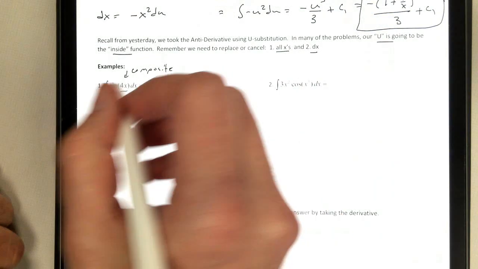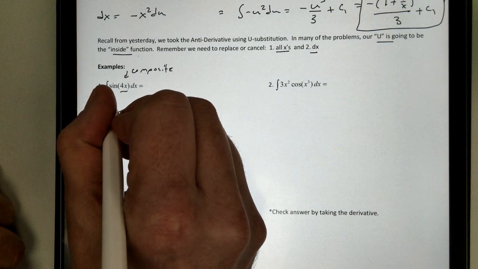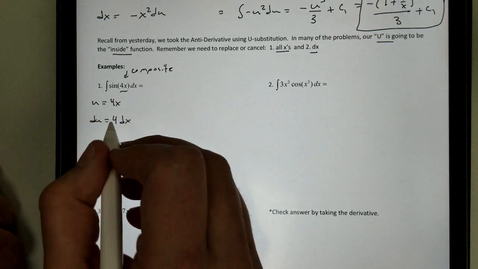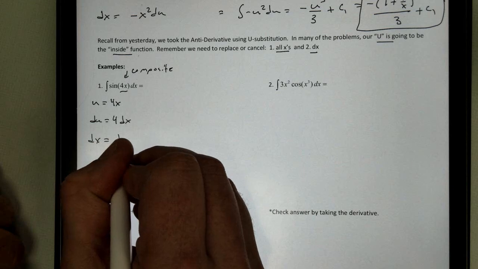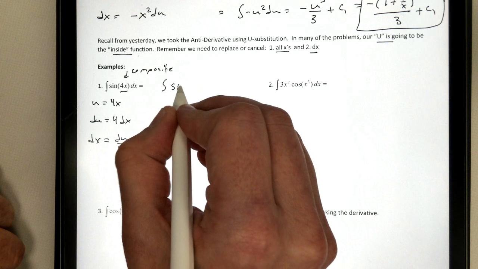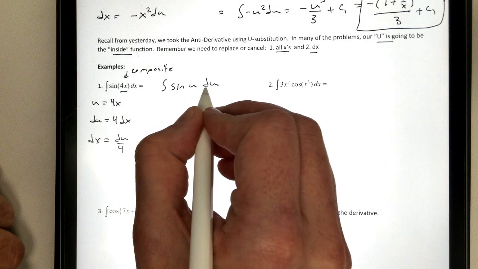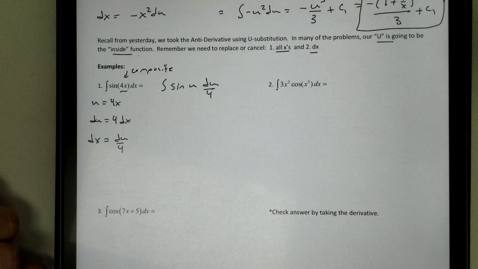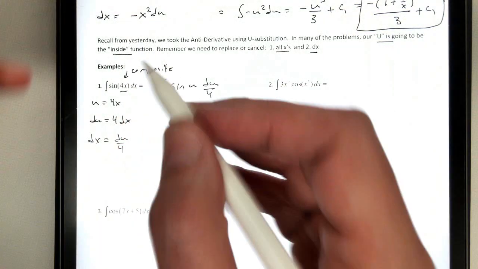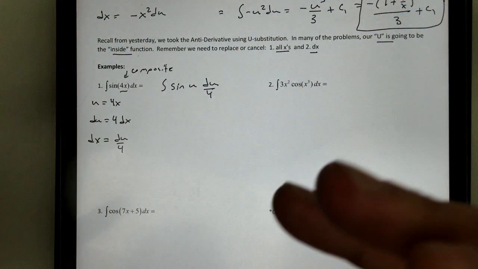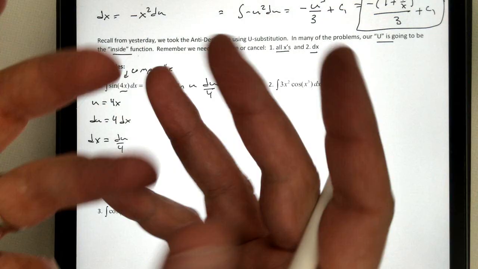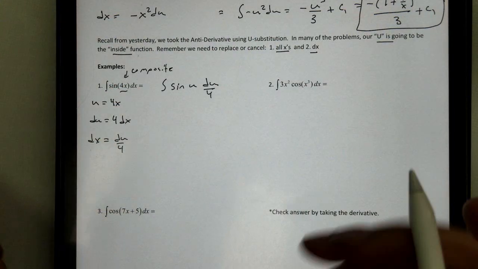I have an inside rule here. So my u is going to be 4x. Our du becomes 4dx. Solving for dx, we get dx equals du over 4. So when I rewrite my integral, I get sine of u du over 4. Now notice, no longer composite because I don't have anything inside. A composite, remember we said it's a composite if there's anything attached to the x. Like here I had that 4 times x, so that's composite right there. If it was just u, that's not really composite, that's just my variable.